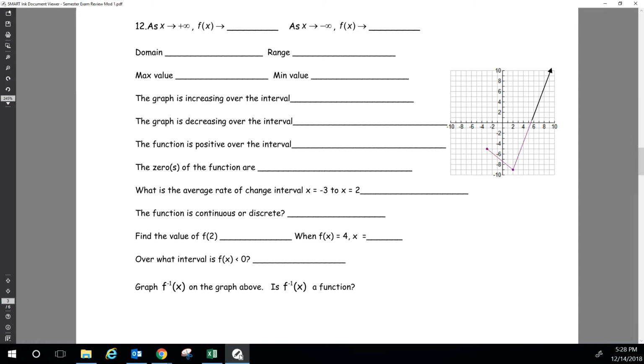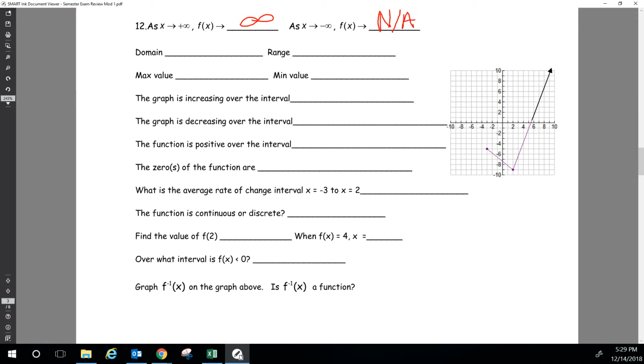We are on final exam review, Mod 1. This is part 2, video 2. We're starting with number 12 and hopefully making it through the rest of it. We'll see. As x goes to positive infinity for this graph here, where is f of x going? It's going to positive infinity as well. As f of x goes to negative infinity, wait, what? This graph doesn't go to negative infinity, so this does not happen.